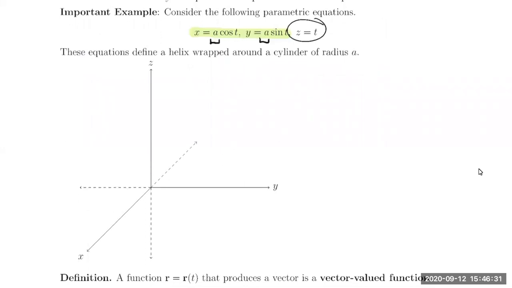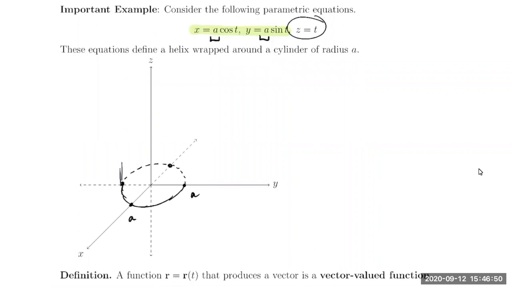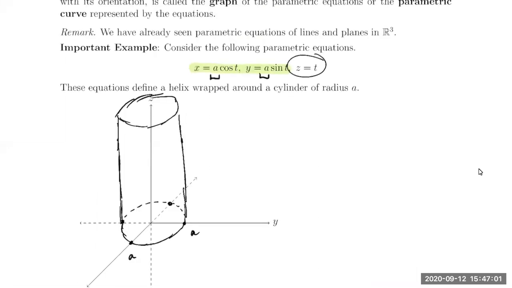What I'm going to do first is mark on my x and y axes a distance a in both directions. And then let me just sketch that circle in the xy plane. And then I'm just going to extend this upwards so that we have this guiding cylinder here. All right, and so now let's pick some various values of t so that we can plot a few points and see this helix begin to wrap around this cylinder.